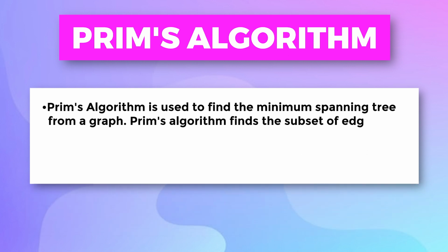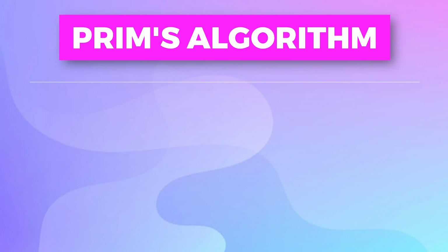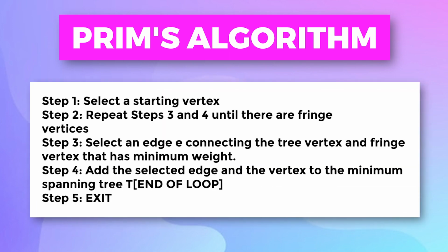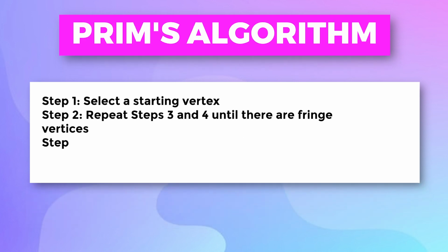And the last one, the algorithm. Now let's discuss the algorithm as follows. Step 1, select the starting vertex. Step 2, repeat steps 3 and 4 while there are fringe vertices. Step 3, select an edge connecting a tree vertex and a fringe vertex that has the minimum weight. Step 4, add the selected edge and the vertex to the minimum spanning tree. That is the end of the loop. We continue from step 2 to step 4 until we have covered all the vertices, and finally we exit the algorithm.